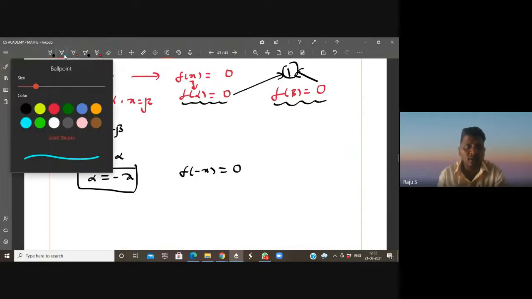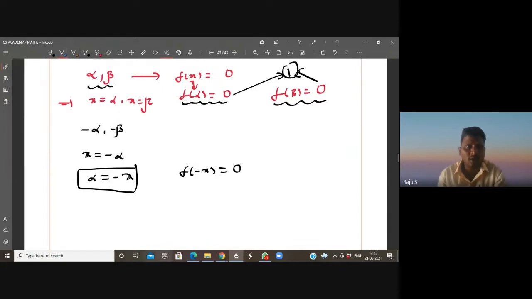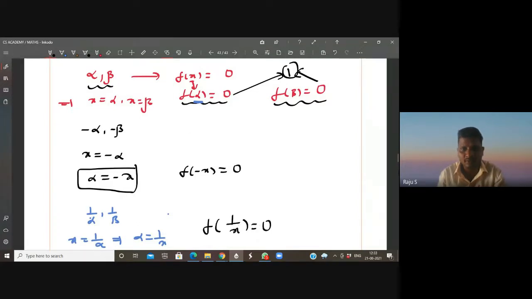Now the third point is: 1 by alpha and 1 by beta are roots of which equation? Again, every root, this is nothing but what? x is equal to 1 by alpha. Simply, x is equal to 1 by alpha, x is equal to 1 by beta are the roots. Then alpha is equal to 1 by x. Now replace alpha by 1 by x. Then the equation becomes f of 1 by x is equal to 0.